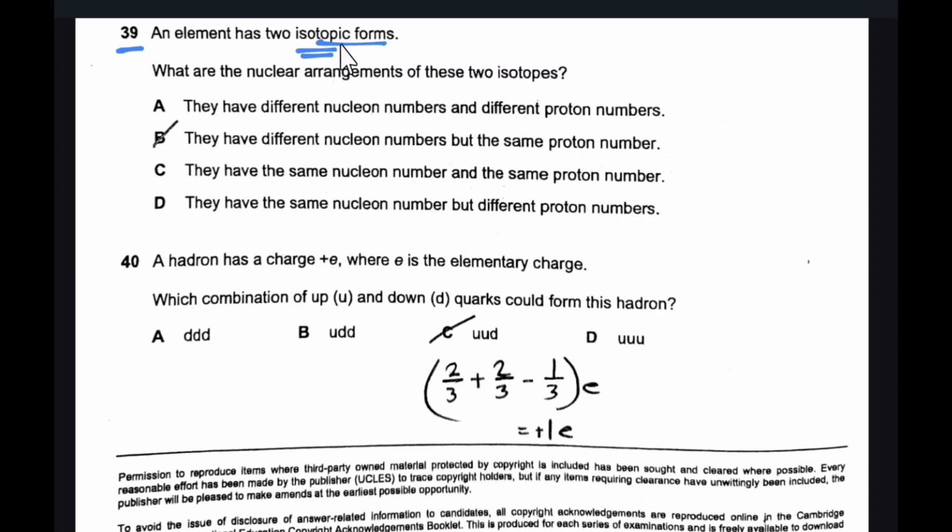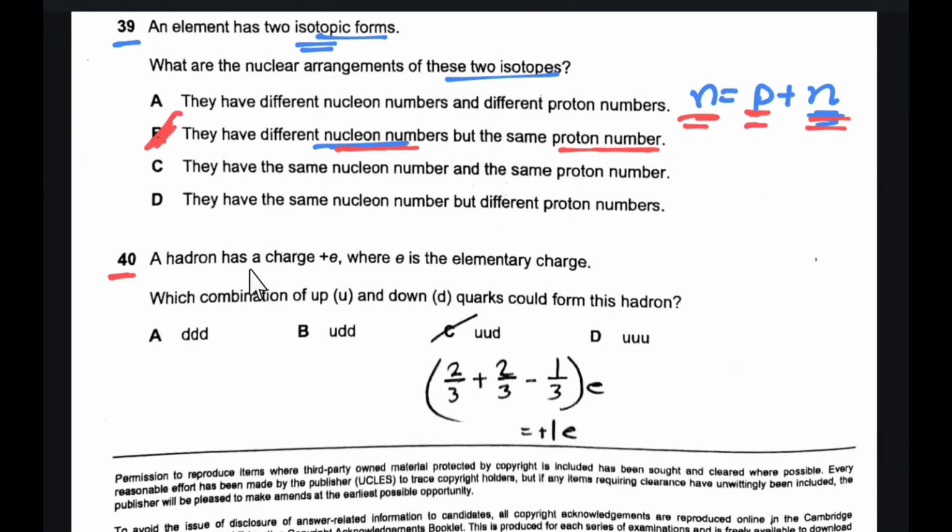39. An element has two isotopic forms. Isotopes are the atoms of the same element with the same number of protons and electrons but a different number of neutrons. Which statement about the nuclear arrangement of these two isotopes is correct? As we know, the nucleon number is the sum of the protons plus the neutrons. So since isotopes have different numbers of neutrons, they would have different nucleon numbers. So yes, isotopes have different nucleon numbers but the same number of protons. So option B is correct.